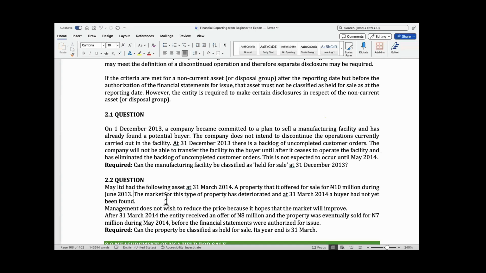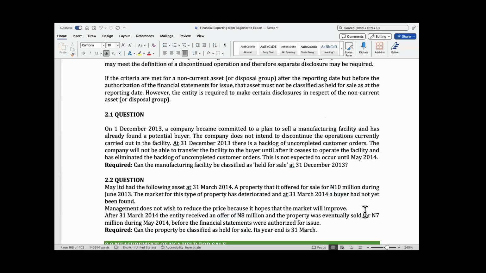So you're correct. It's not going to be classified, and the major reason is that they are not marketing it at a price that is reasonable in relation to its current market price. They want to sell it for 10 million. That's why they did not find a buyer as at the year end, and they are not ready to reduce the price. Somebody even came for 8 million. Apparently, they did not sell. Eventually, they even sold it lower, much later after the year end.